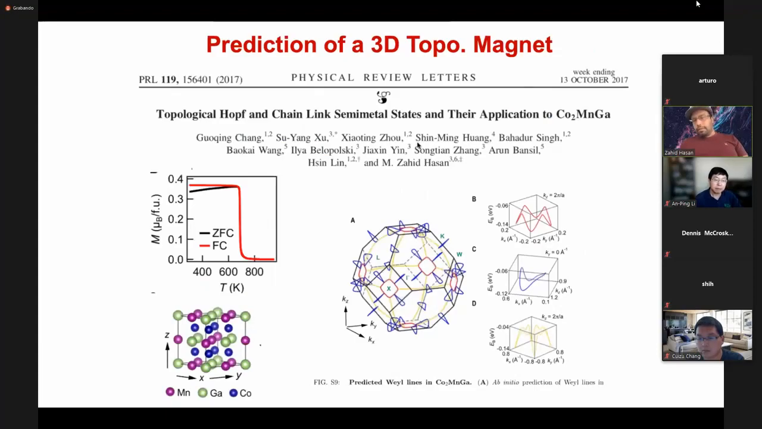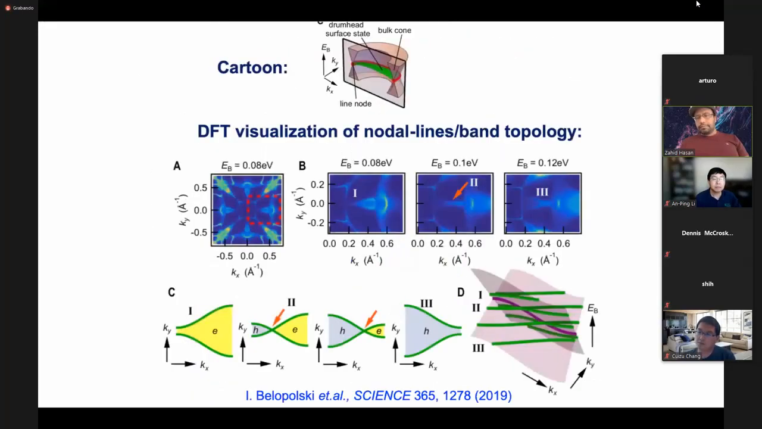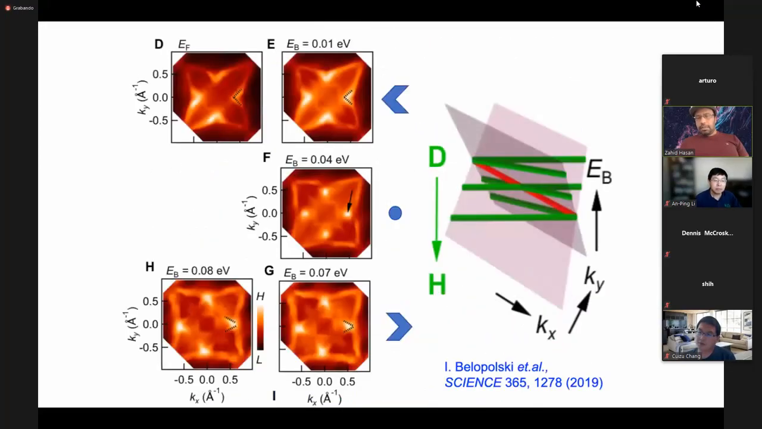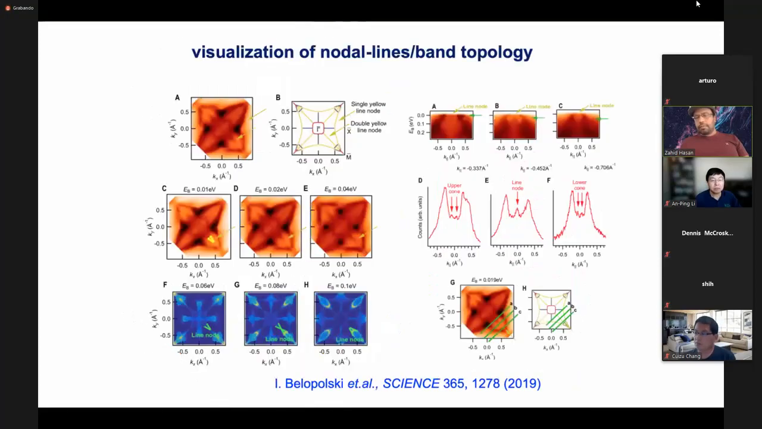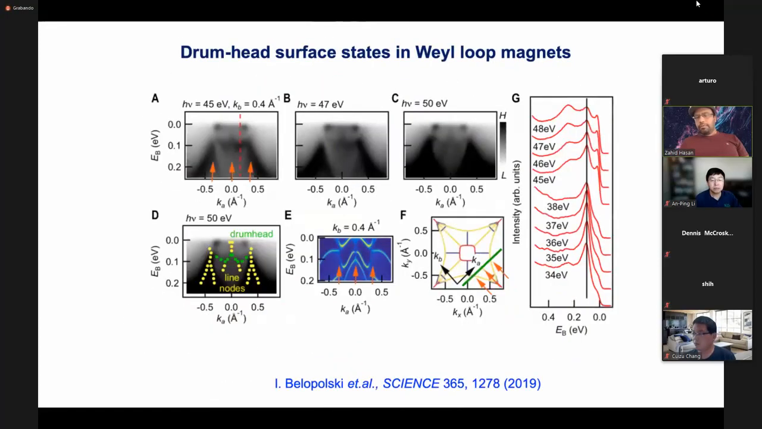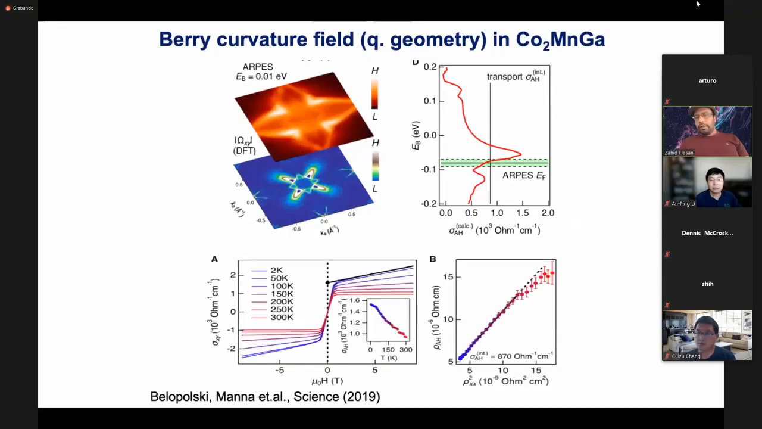Then we have a theoretical prediction based on those set of ideas, published in PRL, where you could find a magnetic Weyl fermion. This is cobalt, manganese, gallium. I don't think any other group theoretically predicted that, even after us. Then we went through that same process: can we prove topology without comparing with band structure calculation? We did that, and then we did more.